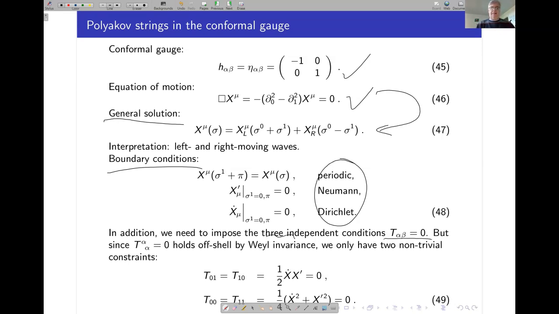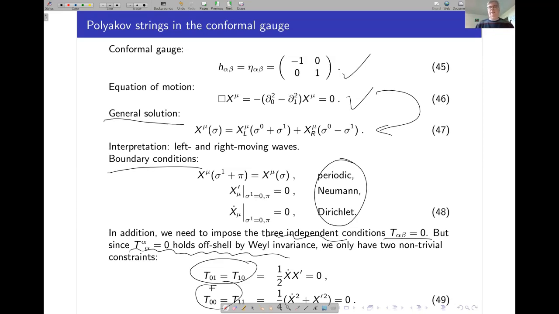Here I write there are 3 independent conditions because the energy momentum tensor is symmetric and has 3 independent components. But we have already seen that the tracelessness holds off shell, and therefore we actually only have 2 non-trivial conditions to impose. One is the vanishing of the off-diagonal elements, and one is the vanishing of the diagonal elements, which by tracelessness are equal to each other. And we can also express this in terms of the tangent vector. So these are the constraints that we have to impose.